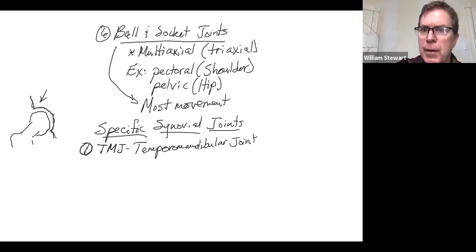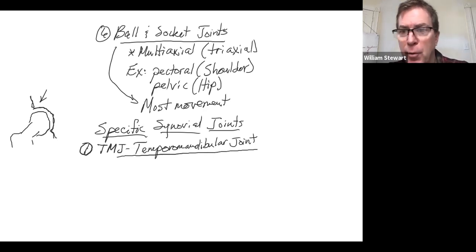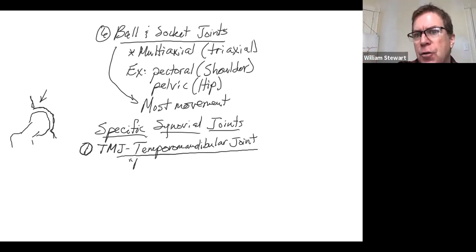TMJ, temporomandibular joint, is where the mandible articulates with the temporal bone. That's where it gets its name, temporomandibular. And this is considered a modified hinge joint.